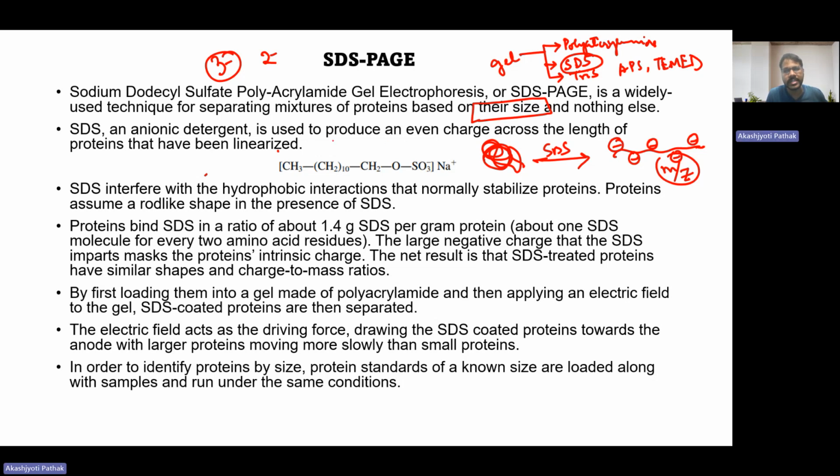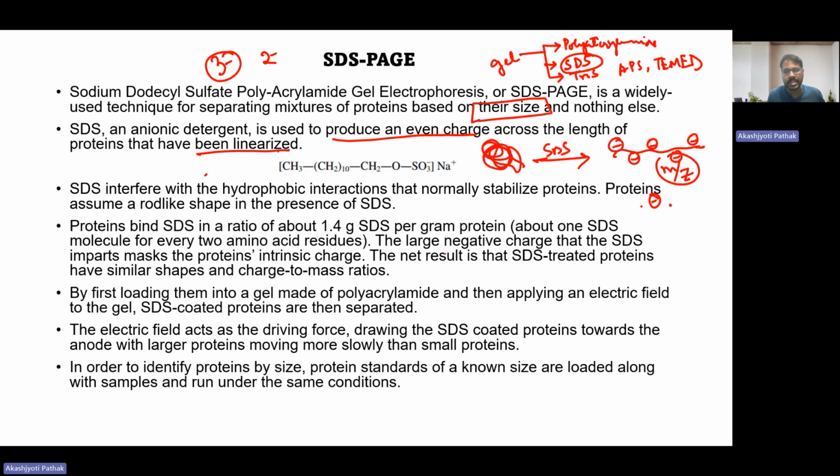So the main function is that it produces an even charge across the length of the protein that has been linearized. So how does it provide a uniform charge? This is because SDS interacts with protein in a ratio of about 1.4 gram SDS per gram protein. So about 1 SDS molecule for every 2 amino acid residues. So for every 2 amino acid residues, there will be one negative charge added to the protein.